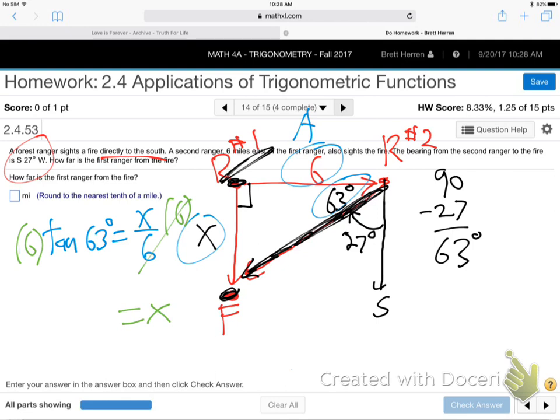And I'm getting 11.776. How far are they? Nearest tenth. So 11.8. That ranger must be 11.8 miles from the fire.